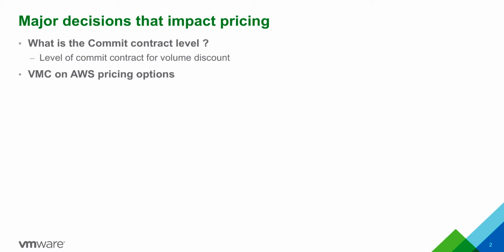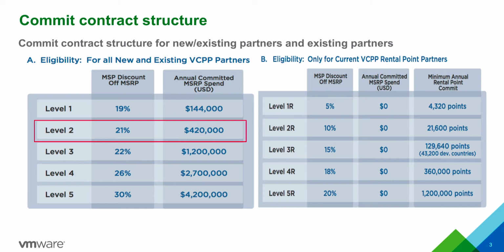There are two major decisions for a partner that impact pricing. What is the commit contract level? So the commit contract structure we need to understand, and the VMware Cloud on AWS pricing structure. The commit contract structure we went through in previous sessions, but just to recap, a partner must commit to one of the annual MSRP spend, and the higher the commit to spend, the higher is the discount. The discounts are volume based, for a minimum of a year, and renew automatically.